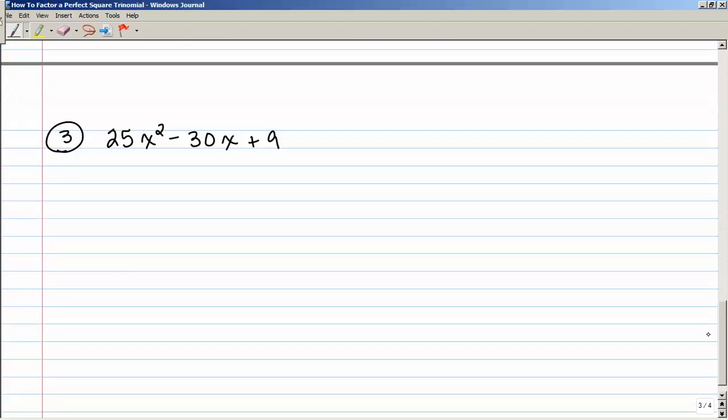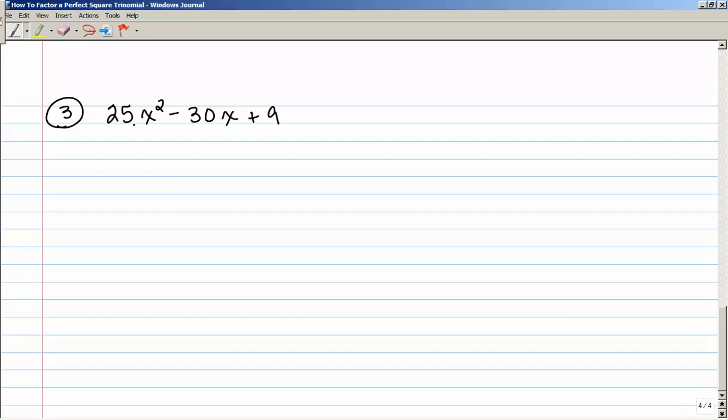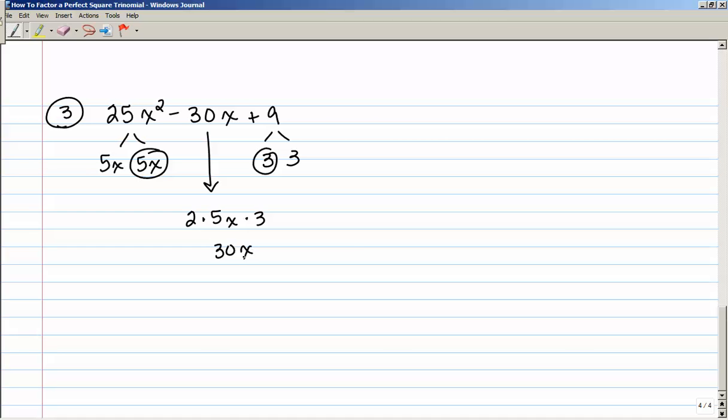And my last example, this one has a minus in it. 25x squared minus 30x plus 9. 25x squared is indeed a perfect square. 9 is indeed a perfect square. Is 30x 2 times 5x times 3? 2 times 5 is 10, times 3 is 30. Indeed it is. And notice this one has a minus here.